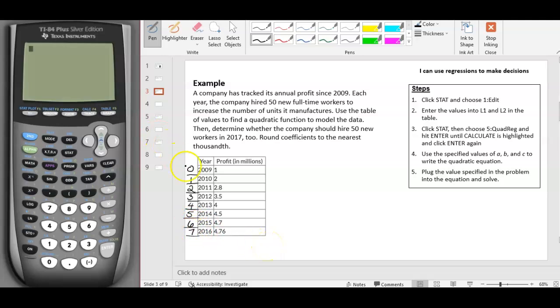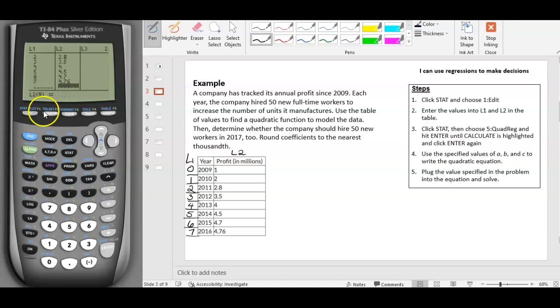Okay, so I'm going to use that as my values for L1, and then I'm going to use the profit in millions as my values for L2. So I'm going to go to Stat, hit Enter on Edit. If you already have values here, remember you go up and then click Clear and then Enter. So I'm going to go ahead and enter these numbers into L1. So I have 0, 1, 2, 3, 4, 5, 6, 7. And then I'm going to enter the profits. So we have 1, 2, 2.8, 3.5, 4, 4.5, 4.7, and 4.76.